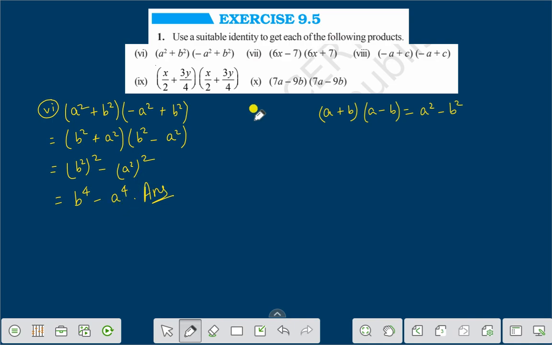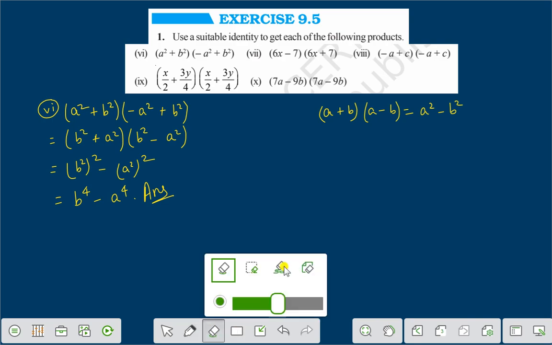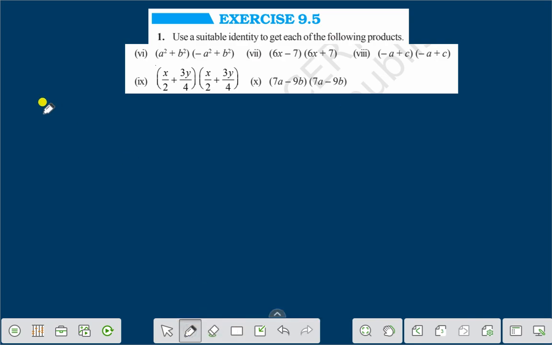Right? Now solve question number 7. Here you see question number 7 is 6x minus 7 into 6x plus 7. We'll apply this identity, that a plus b into a minus b is equal to a square minus b square.